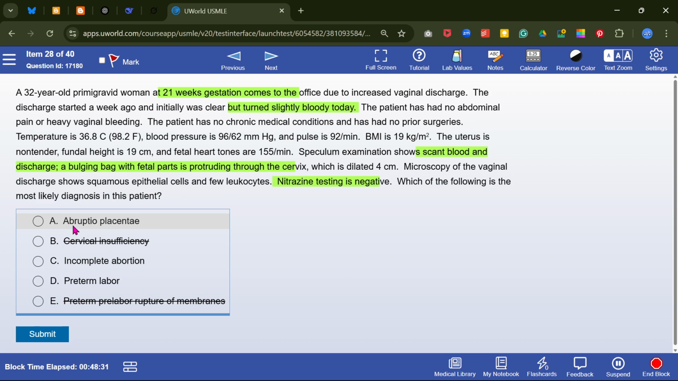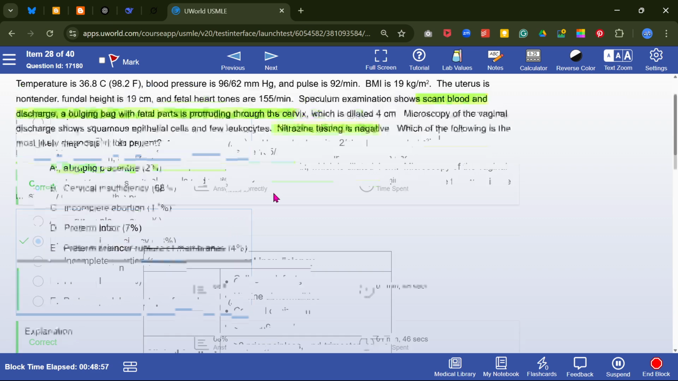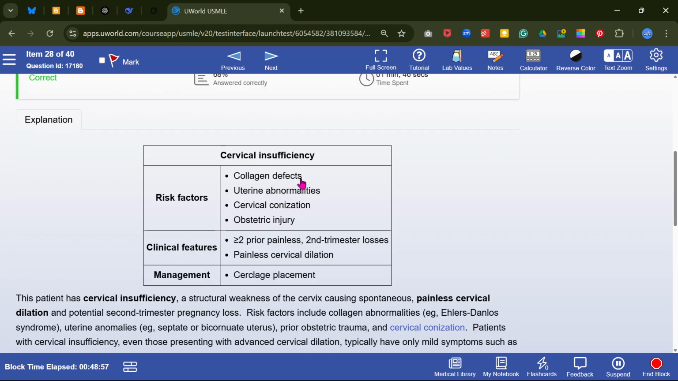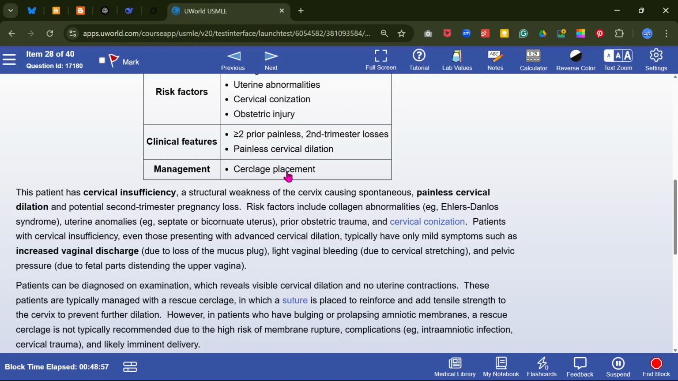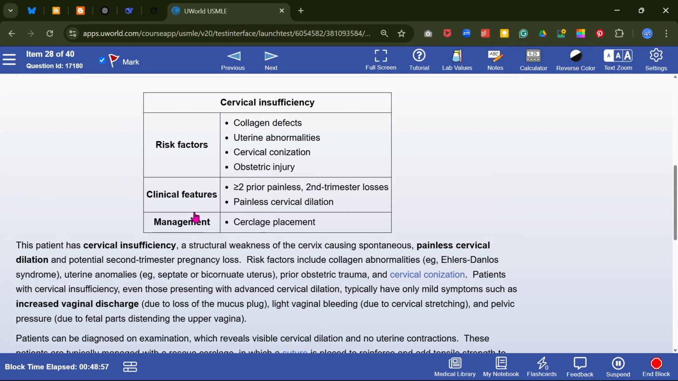Is it abruptio? Is it preterm labor? For preterm premature rupture of the membranes, we need the nitrazine test to be positive, isn't it? So it is incomplete abortion. It is cervical insufficiency. Okay, I don't know the answer actually.